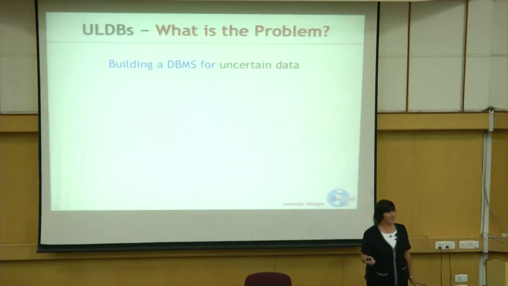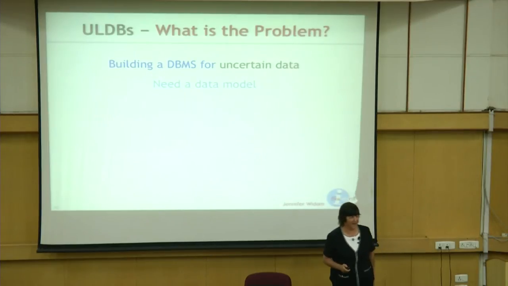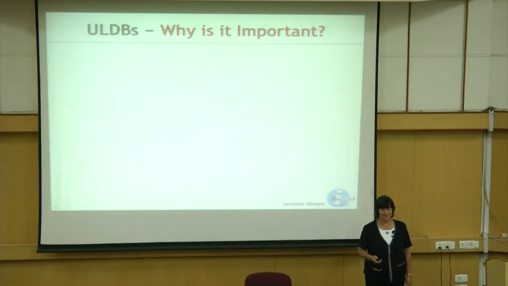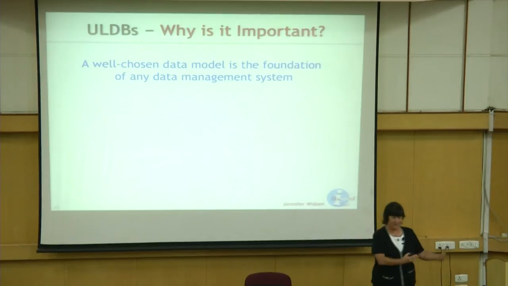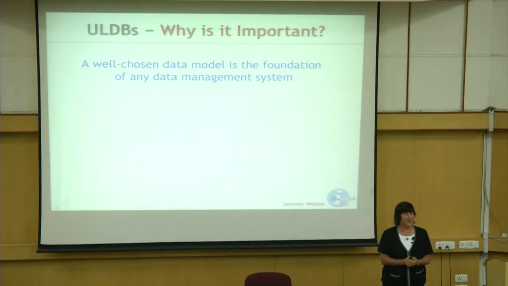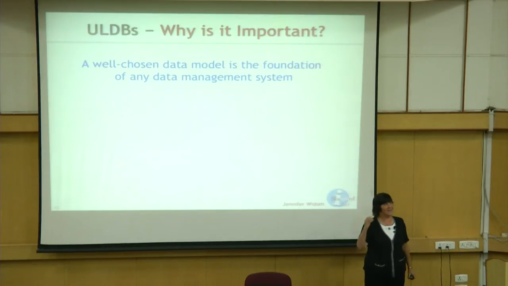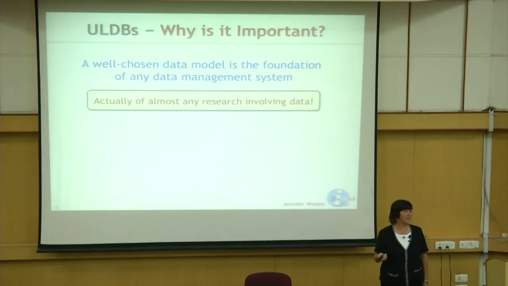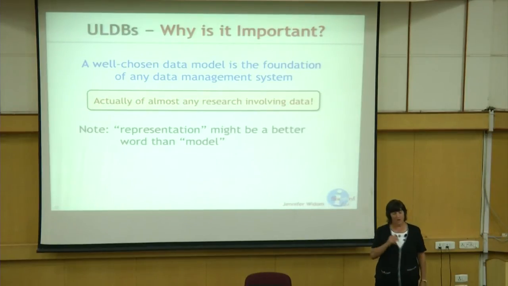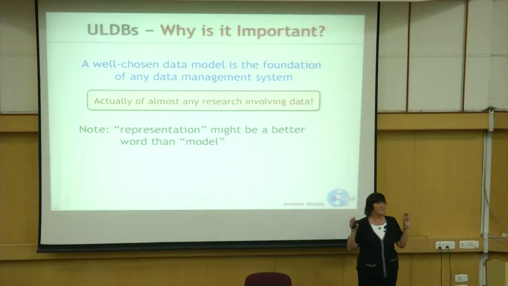Well, we're building another kind of database management system, once again, this time for uncertain data, and we needed a data model. Again, I think it's obvious that this is a problem. You have to have a data model of some type. Why is it important? I'm going to make a sweeping statement that thinking carefully about what your data model is, is fundamental to just about anything that you do in databases, actually any research involving data. And I want to say right off, data model is now confusing. Model's probably not the right word.